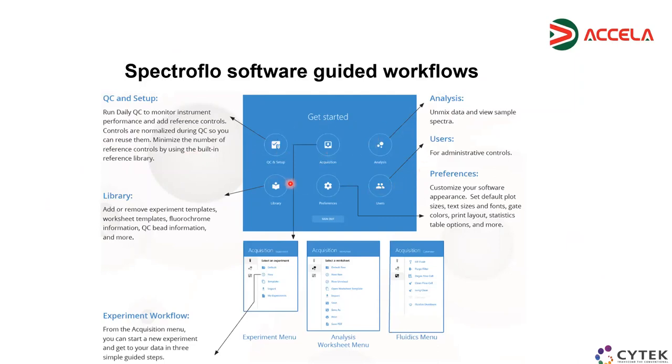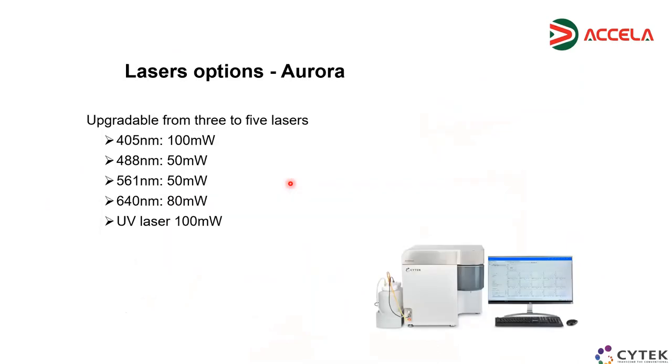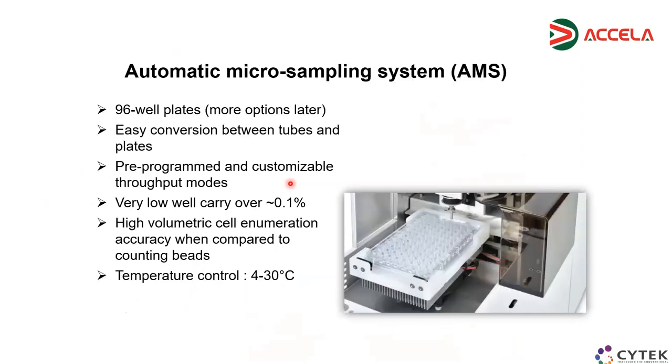from this software interface. These are the laser options from 3 to 5, and there is also a very nice autosampler which can be used to operate with a 96 well plate. Now we are waiting for a more flexible autosampler, which can work also with tubes and 384 well plates, and we can do absolute counting using this technology without reference beads, plus we can do temperature control on the plate.